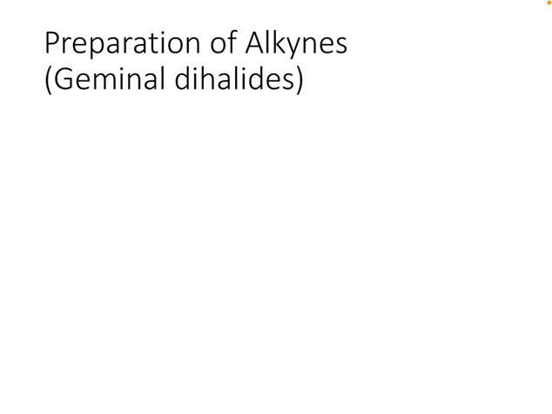Hi everyone! In today's video we are going to discuss how to prepare alkynes or triple bonds. There's a couple different ways you can do this. The first method involves using something called a geminal dihalide, and the second method involves using something called a vicinal dihalide. So let's start by reviewing how to make a double bond, and then we'll add on to that and show how to make a triple bond.